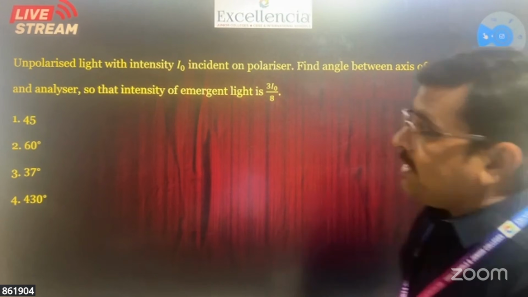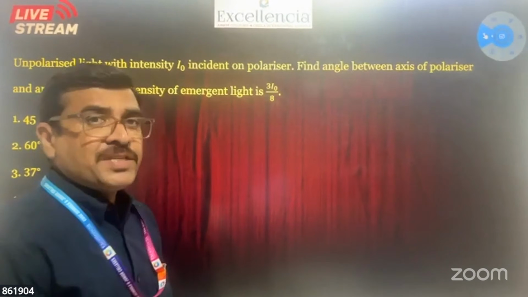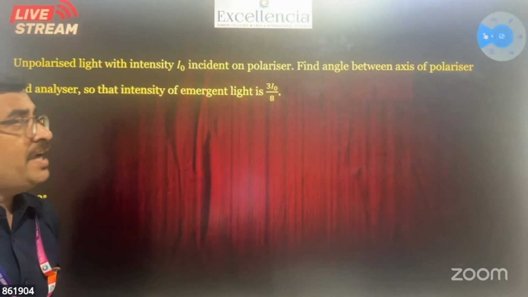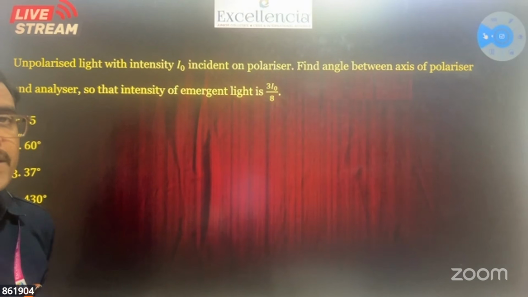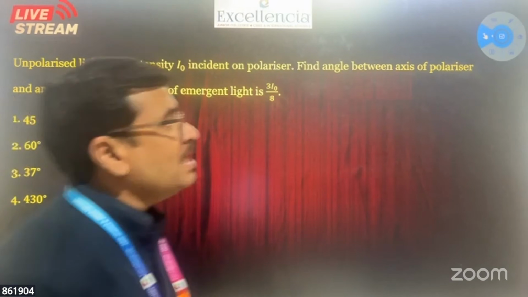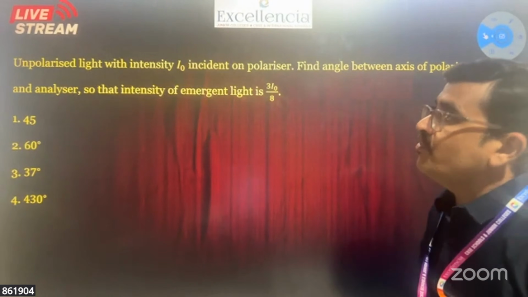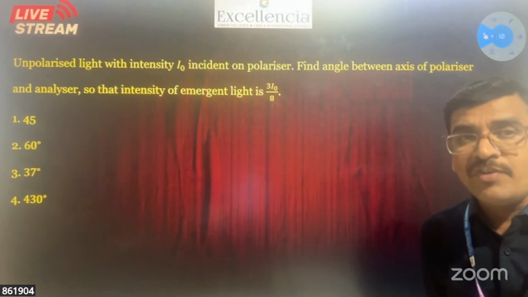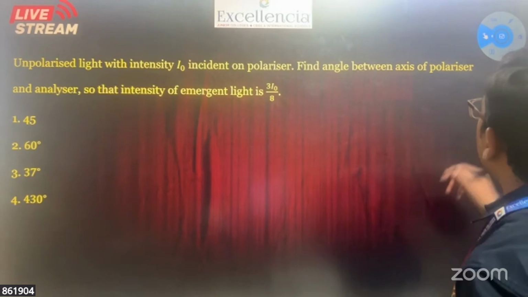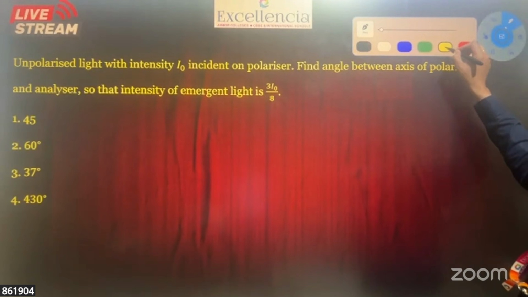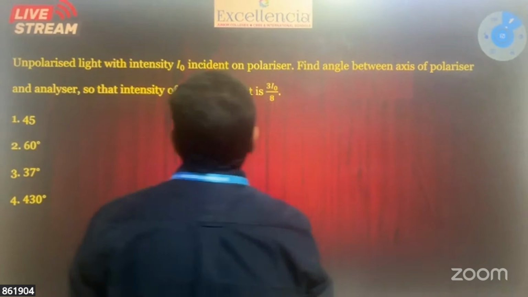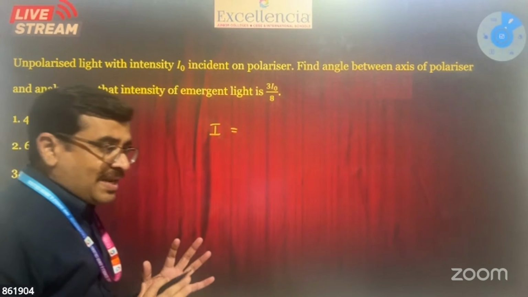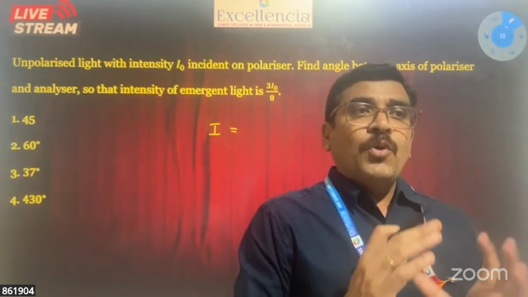Right. And then a question from wave optics. Unpolarized light with intensity I naught is incident on a polarizer. Find the angle between the axis of polarizer and analyzer so that the intensity of emergent light is as given. We can solve this directly by considering Malus law, where you know that the intensity can be estimated when the light travels from the polarizer to the analyzer.